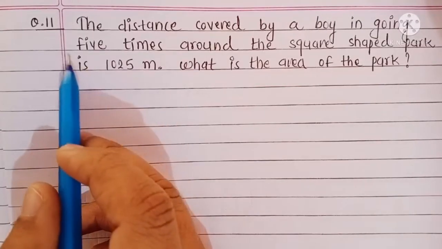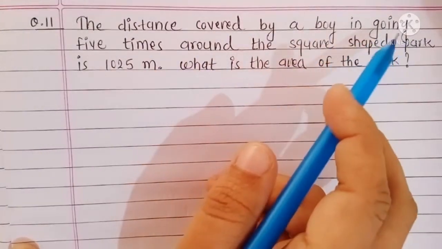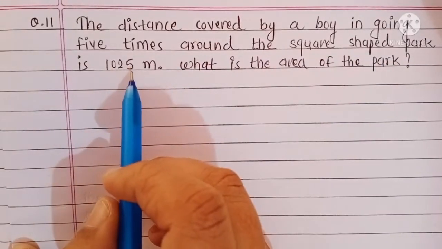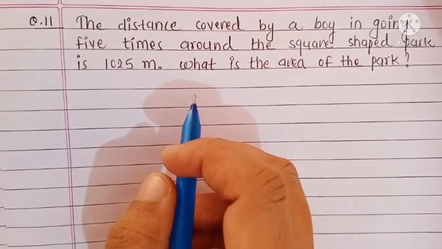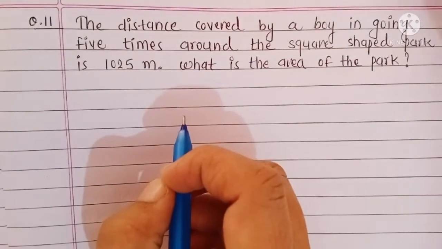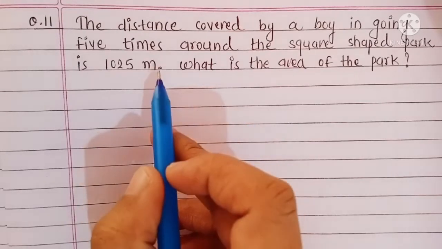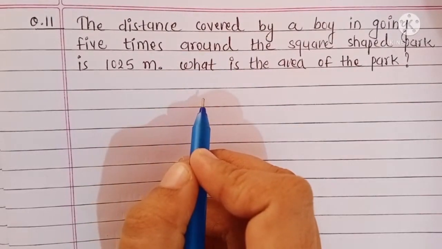Now we solve question number 11. The distance covered by a boy in going 5 times around the square-shaped park is 1025 meter. What is the area of the park? As we know that 1 round of the square park means perimeter of the square park. Therefore 5 rounds of the square park is equal to 5 times the perimeter.